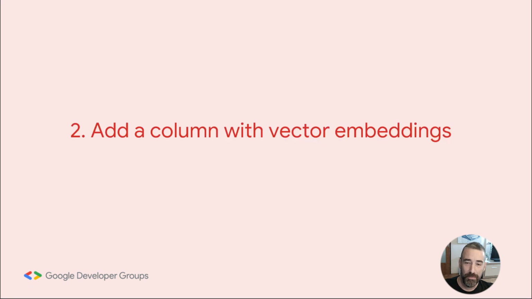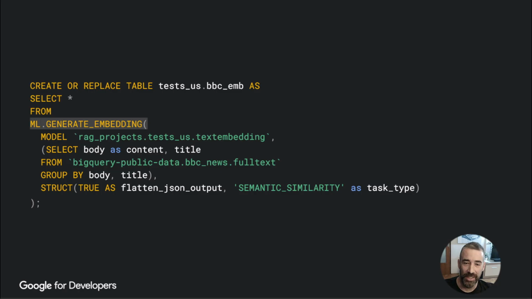The second step is we need to add a column with vector embeddings. This is probably the most complicated part of all this, but you don't really need to understand it all. I'm just going to explain it so you have some basic intuition of what's going on here, but don't be scared of it. So what we're doing here is we're taking the data, as I said before, from BigQuery public data, BBC News full text. This is the database we're using for this example, the BBC articles I referred to before.